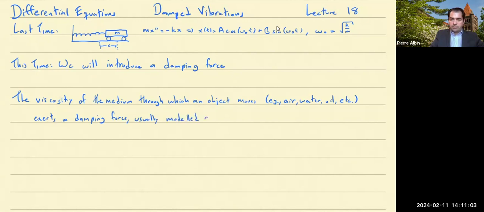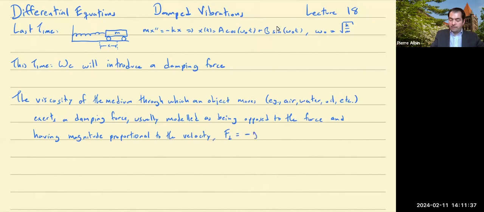usually modeled as being opposed to the force and having magnitude proportional to the velocity. So our damping force would be something like minus gamma dx dt.